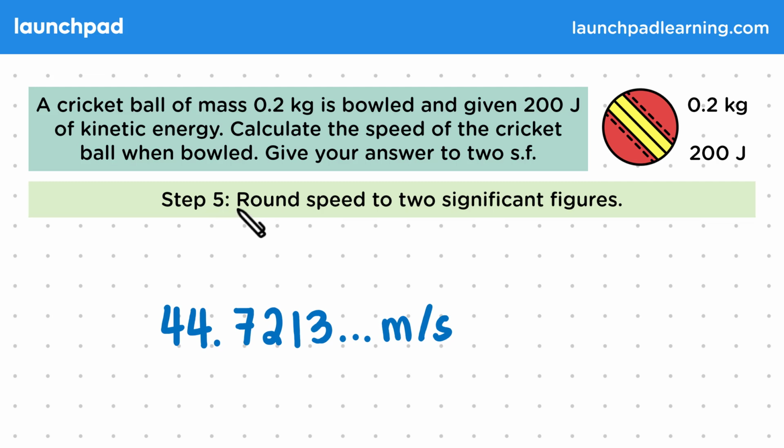Then for step 5, we want to round the speed to two significant figures. So our first significant figure is 4, and our second significant figure is also 4. We then need to check the next value, which is 7, and round up the last significant figure. That gives us 45 meters per second.